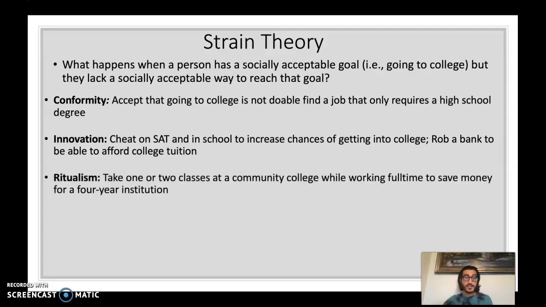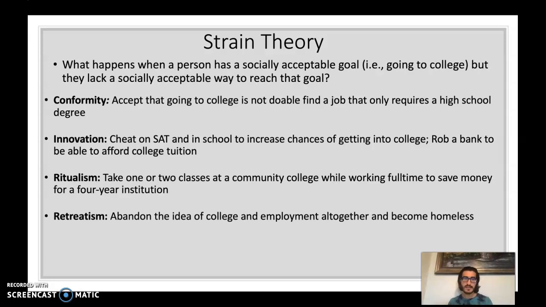All right. A ritualist, again, remember these are the individuals who lower their expectations or lower their goals so they become more achievable. So in this context, a ritualist might just take 1 or 2 classes at a community college while working full-time after they graduate high school so they can save up enough money for a 4-year institution a year or 2 down the road. So a ritualist, again, is setting a more realistic expectation.